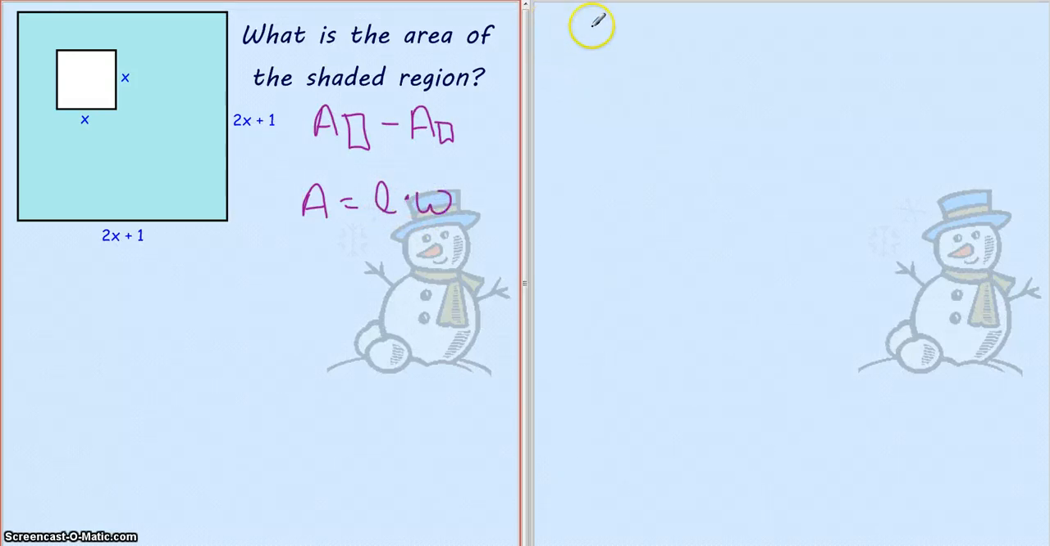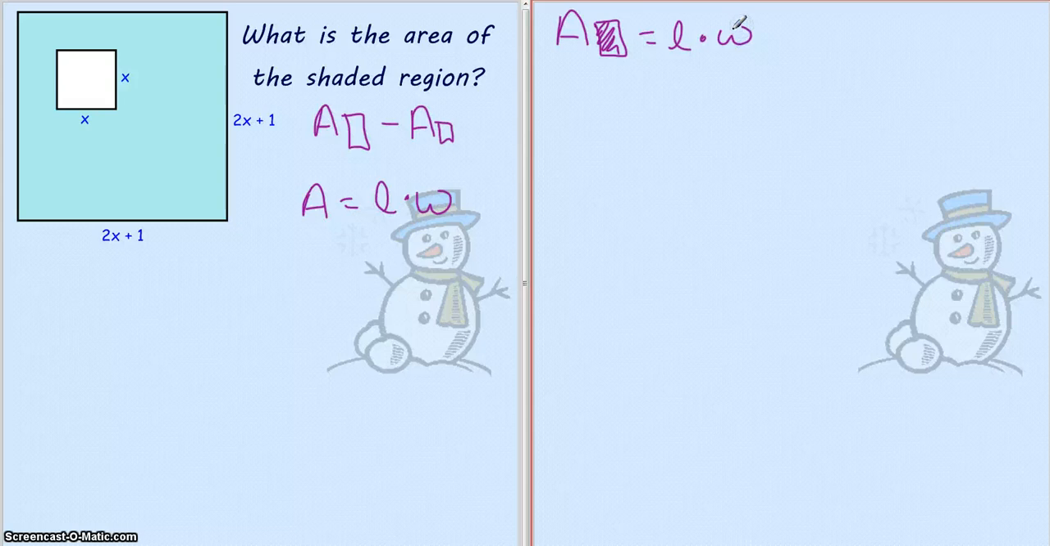Okay, so we're going to focus on the area of the larger square. So this would be your fully shaded, pretending that the little square is not even there. Okay, so the area of the larger square is length times width. The length is 2x plus 1, and the width is 2x plus 1. So you're going to replace length and width with 2x plus 1. So 2x plus 1 times 2x plus 1.